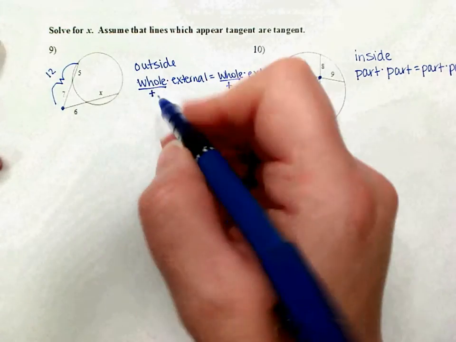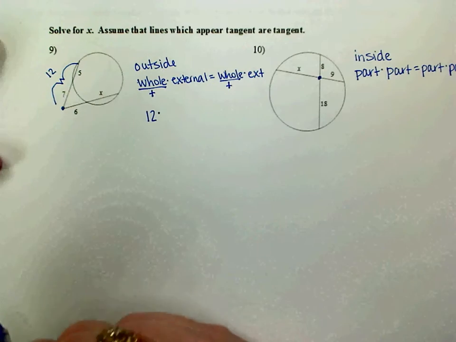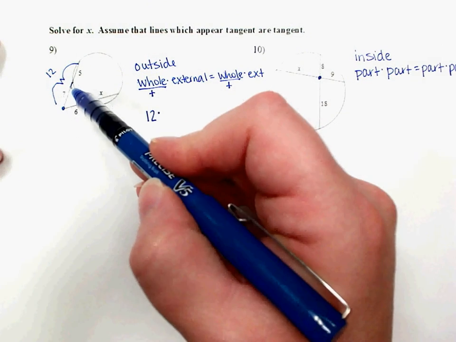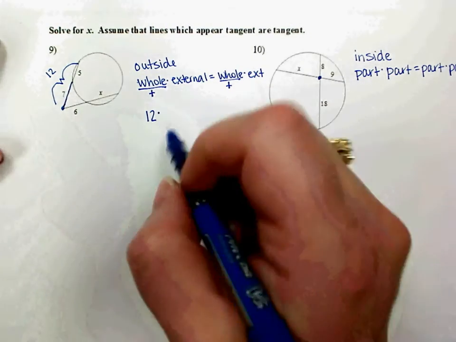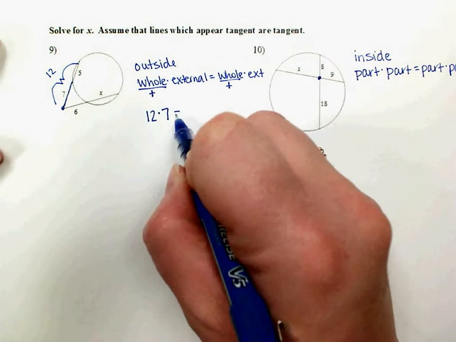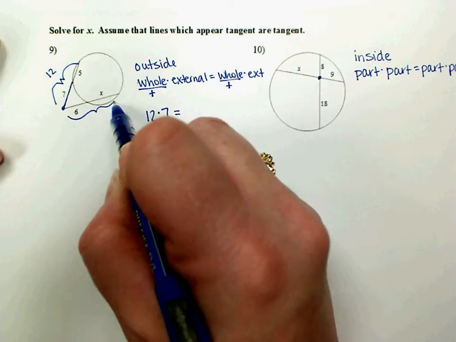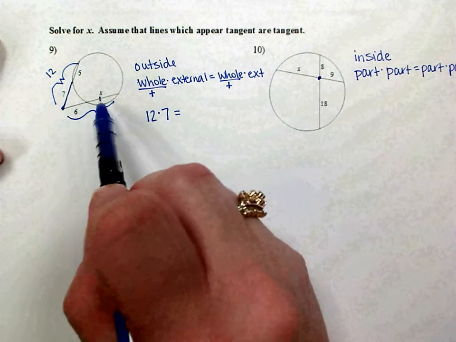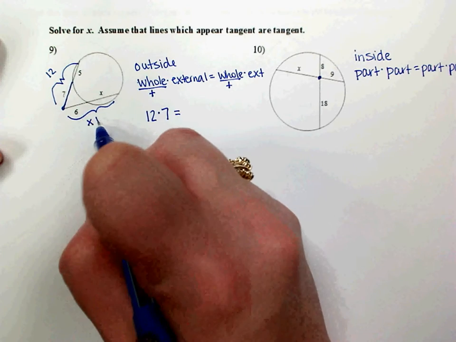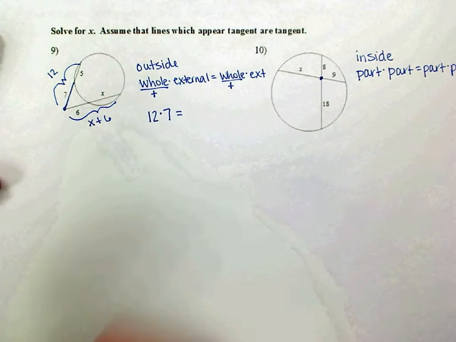So for my whole length, I have 12, but I want to multiply it by the external part, which means the part that's outside the circle. So for this secant, the external part is this part that's marked as 7. So we're multiplying 12 times 7, whole times external. For the other secant, I, again, don't know the whole length, but I've got to add to find it. 6 plus x, those are not like terms, so I can leave it 6 plus x or x plus 6. Since it's addition, it doesn't matter which one you write first, and I just like my variable to be first.